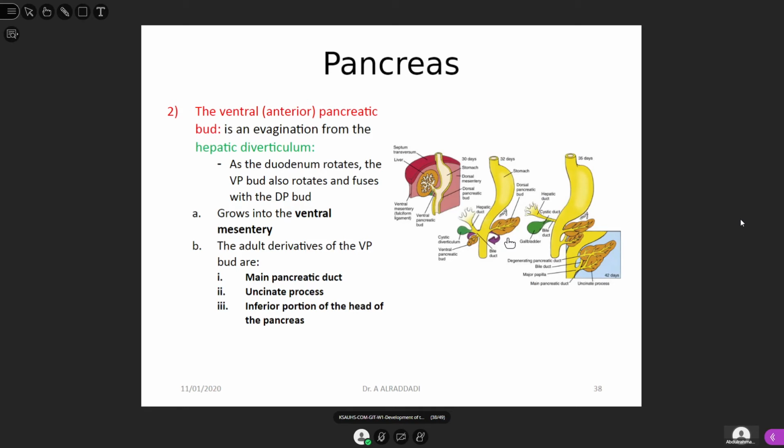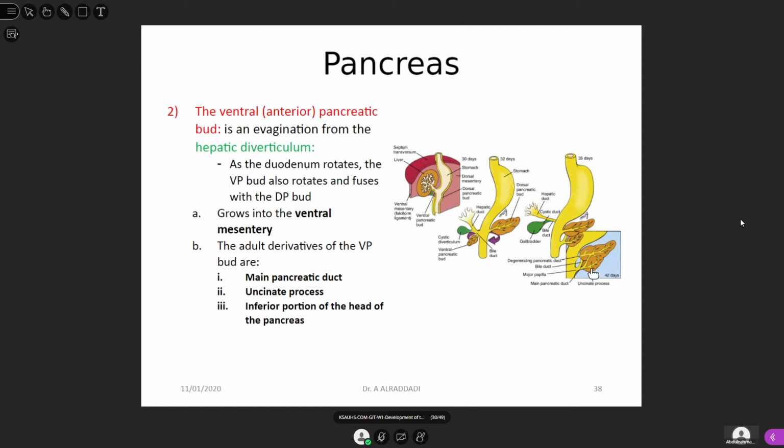So the diverticulum includes the liver, gallbladder, and the ventral pancreatic duct. This comes from what we call the hepatic diverticulum, which grows into the ventral mesentery. The ventral part is affected by the foregut rotation, and it will join the dorsal pancreatic bud to form the pancreas. The adult derivatives of the ventral part include the main pancreatic duct, the uncinate process, and also the inferior portion of the head of the pancreas.